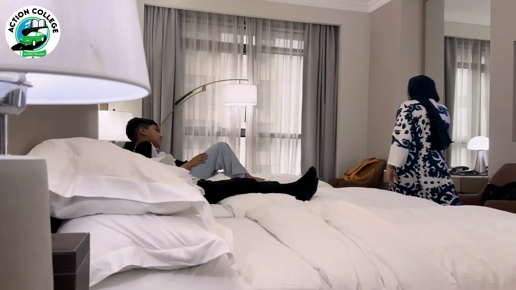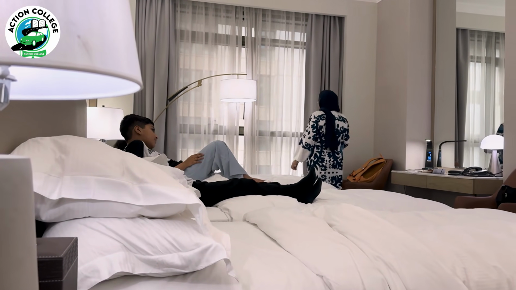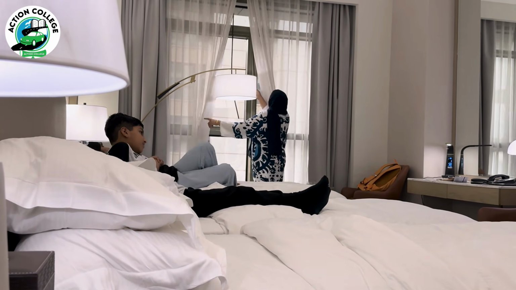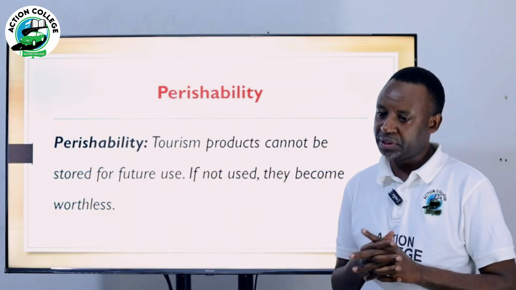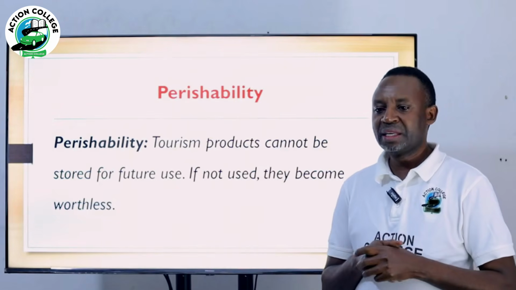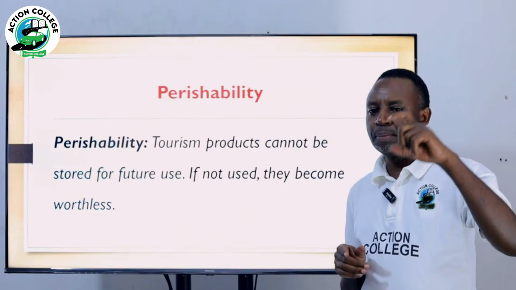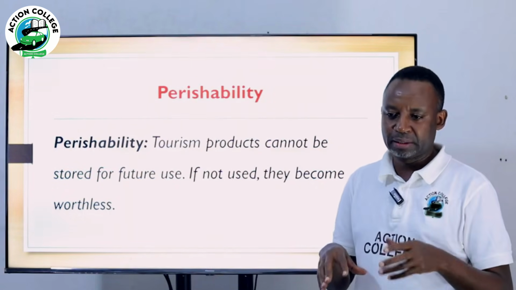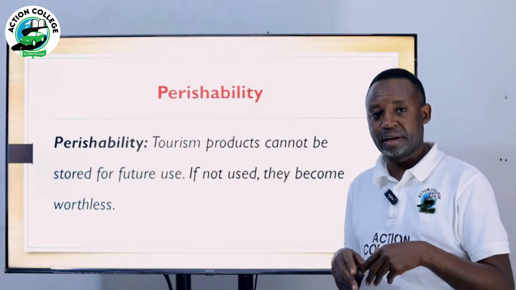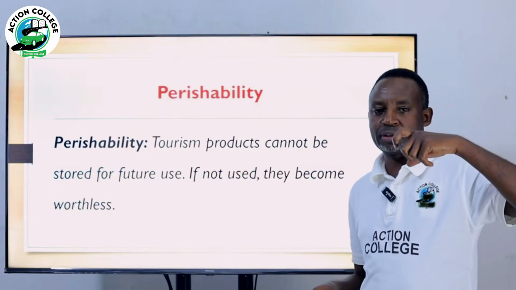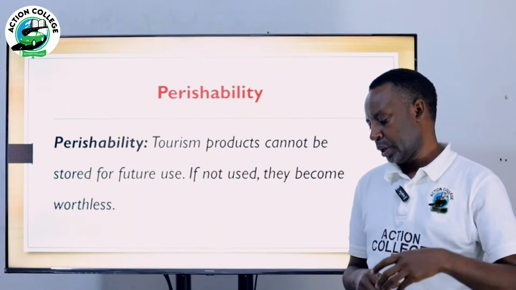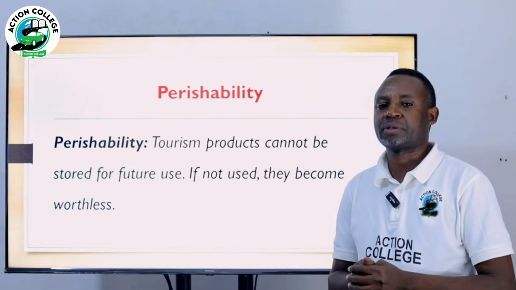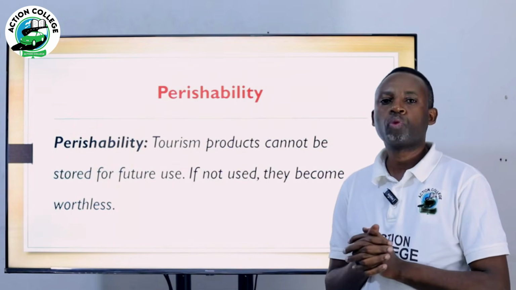We want to take an example. A hotel that has 100 rooms has a night occupancy of 50%, meaning we have 50 rooms that are occupied. This means the other 50 empty rooms, we have lost that money for that night. Even if we have a full occupancy the next day, it means the previous day we lost the money for 50 rooms. So we are going to say tourism products cannot be stored for future use. If not consumed, they become worthless.